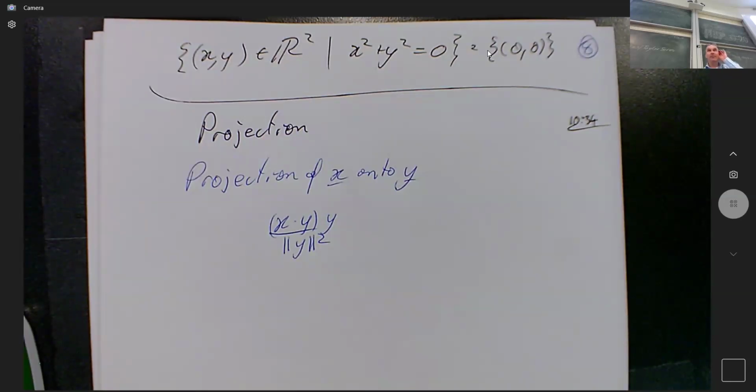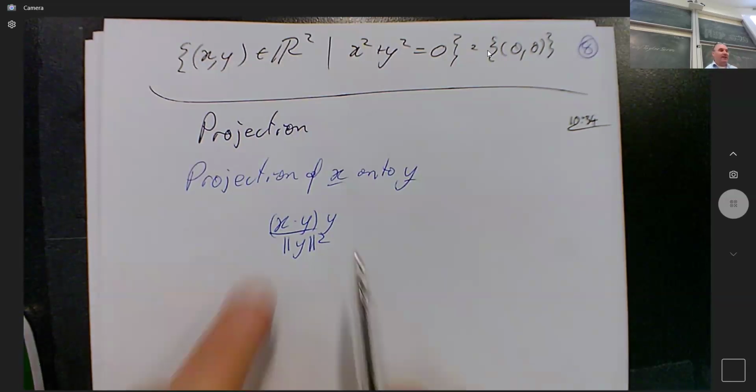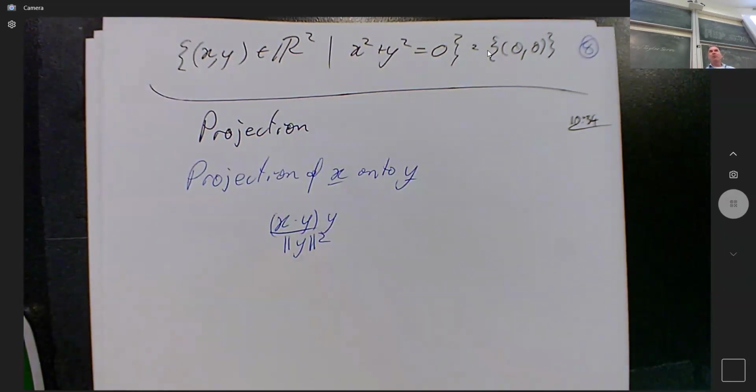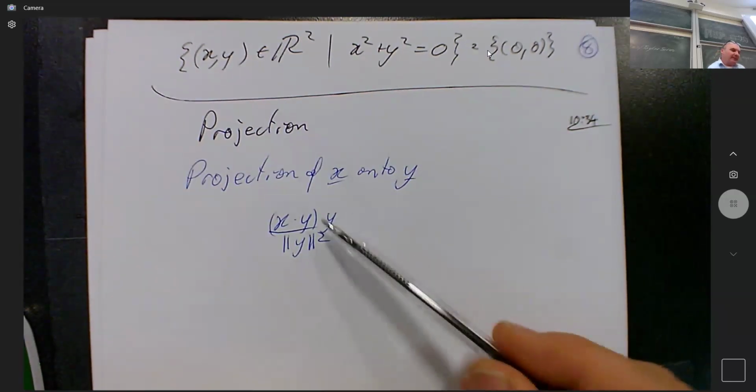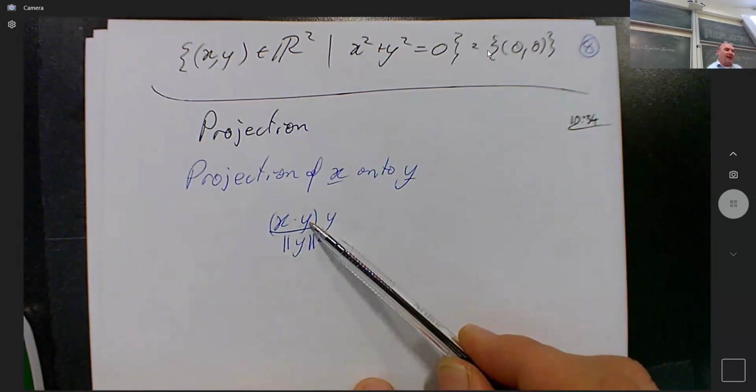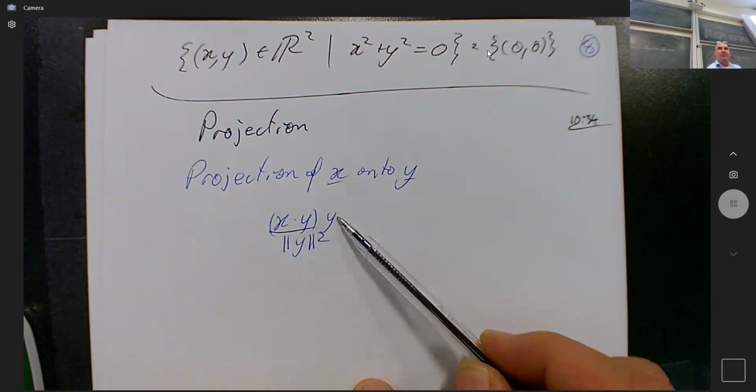Well, my projection shouldn't change depending on the length, the value of the y I choose, right? So if I choose (1, 2) or (2, 4), the projection should be the same because those are in the same direction. And if you think about it, this dot product has a factor of the length of y in the dot product, but also in y.